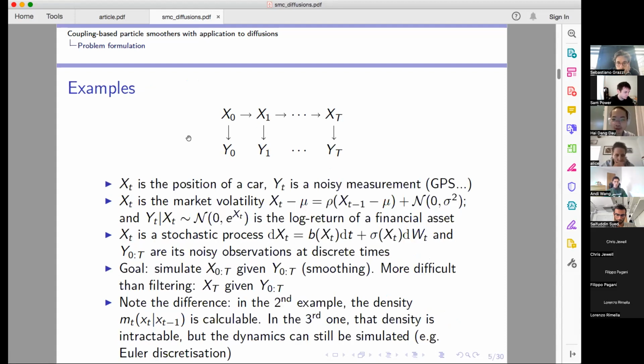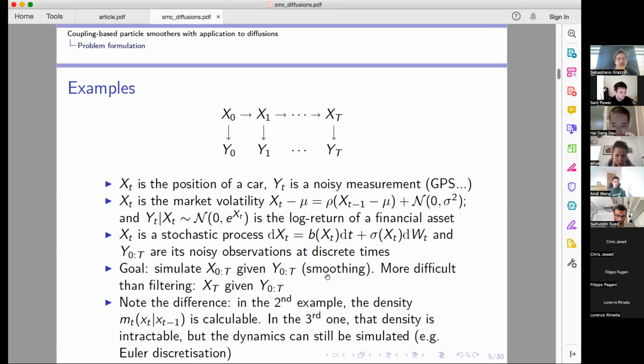So here are some examples of this model. For instance, you have Xt, which is the position of the car, and Yt is the noisy measurement with GPS. You can also have Xt, which is the market volatility, and Yt given Xt is the log return. So Xt here, you see, is just a stationary process, and Yt given Xt is a certain observation defined on Xt. The third case is more interesting, where you have Xt, a stochastic process, and Y0:T is the observation at discrete times. So the goal is to simulate X0:T given the observations, right?